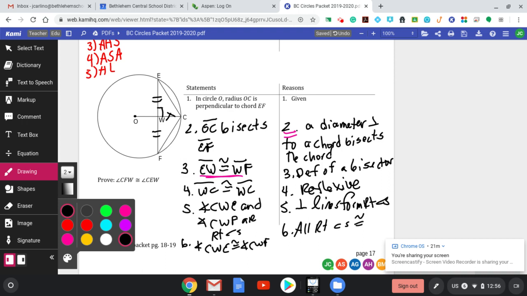And we're almost done. Now I have enough to say the triangles are congruent. Just make sure we write them in the correct order as usual. So triangle CWE is congruent to CWF by side angle side. And then we can finish this bad boy off by saying now angle CFW is congruent to CEW, little thing we used to call CPCTC. Okay? Proofs aren't going to get any tougher right now than that.